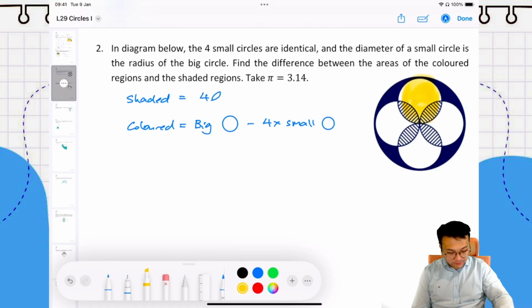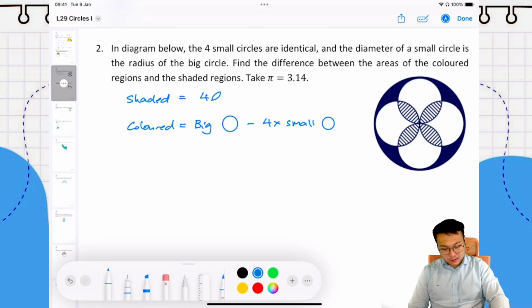Okay, this is 4 circles. 1, 2. Can you already see that the yellow and green are overlapping? 3. Now the red and green are overlapping. And then 4. The yellow and the green and the red are all overlapping. So in order to find the colored region, what should I do? Big circle minus the 4 small circles, and what else should I do?